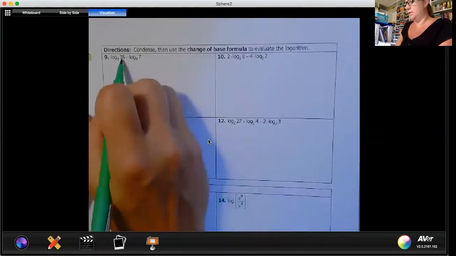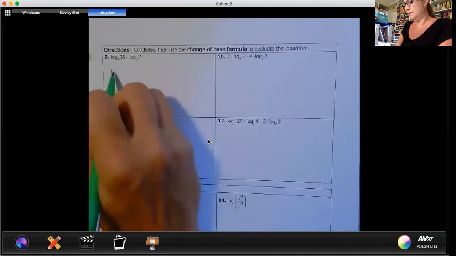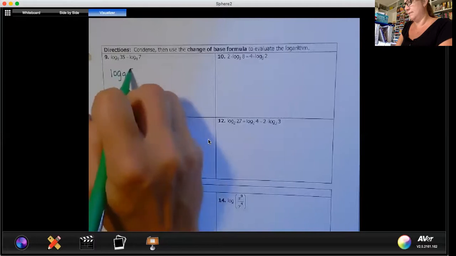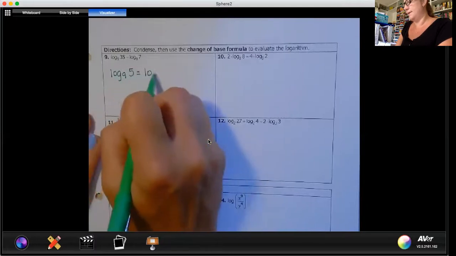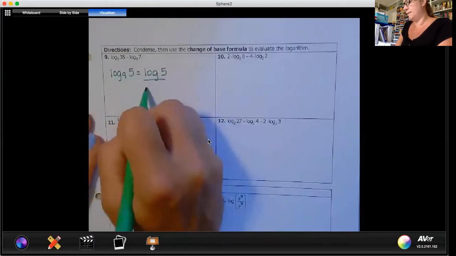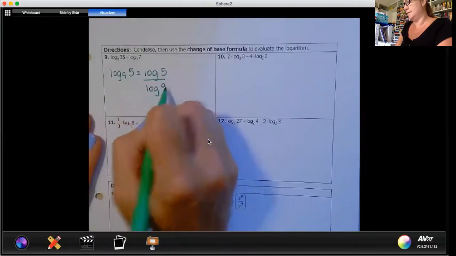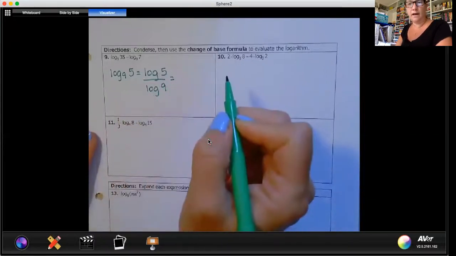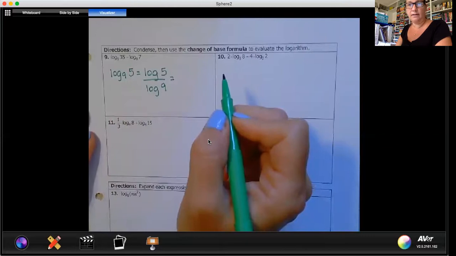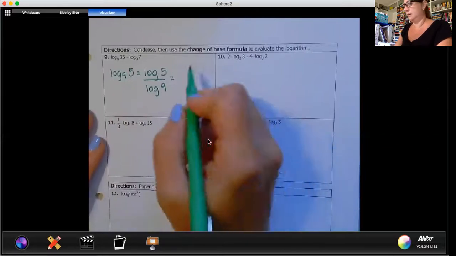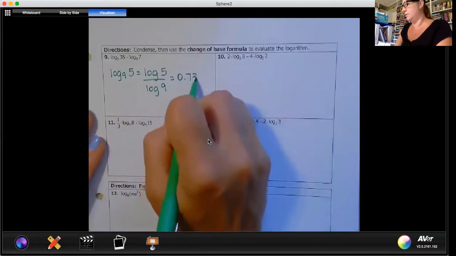All right, 35 divided by 7 is log base 9 of 5. Change of base: log 5, divide log 9. Log 5, enter, divide log 9, enter, 0.7325.